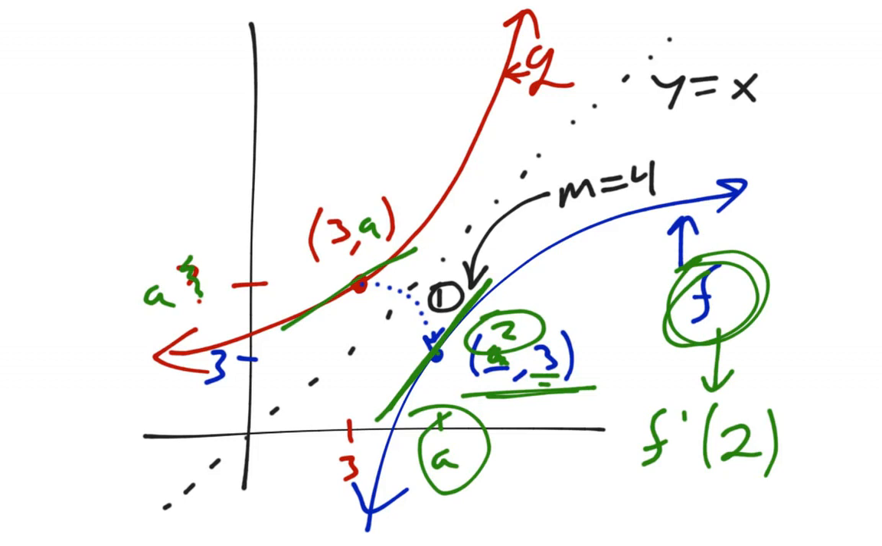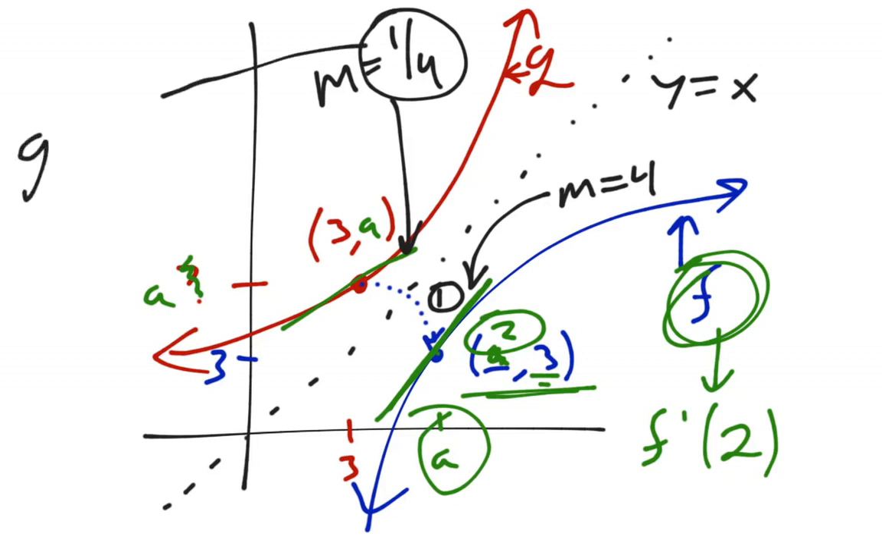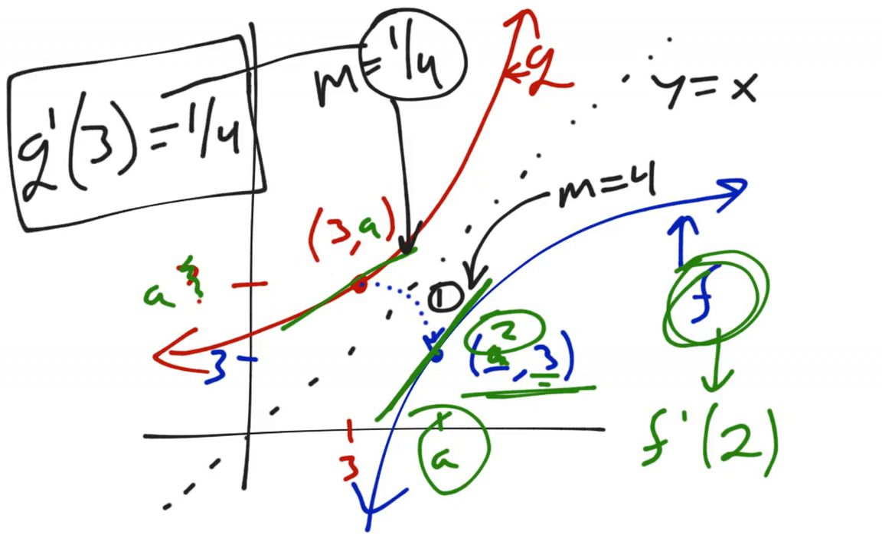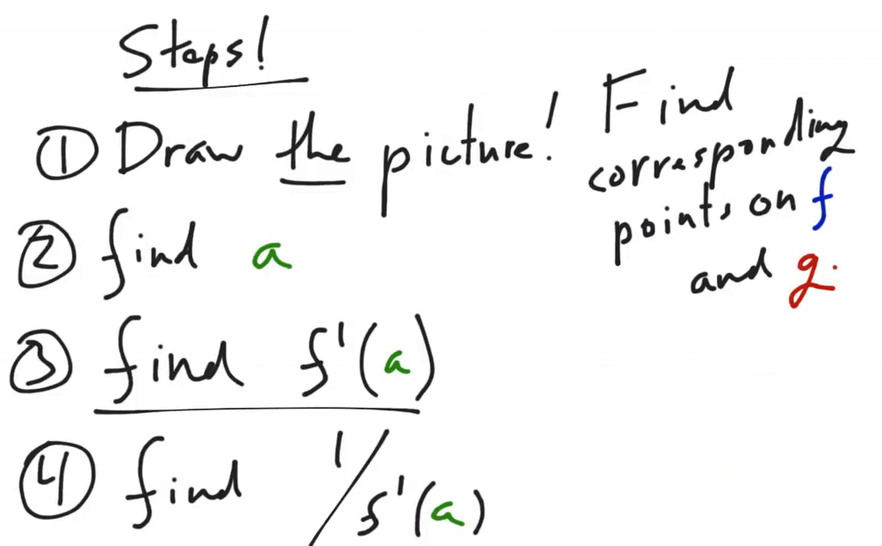And now put your thinking cap on. If that slope is 4, then this slope, which is the corresponding reciprocal slope, is 1/4. And that's the slope we're looking for, because this slope is g prime of 3. So g prime of 3 is 1/4. And that's the answer. Okay? So that final step is just take the reciprocal of the slope that you found in part 3, and that's your answer.